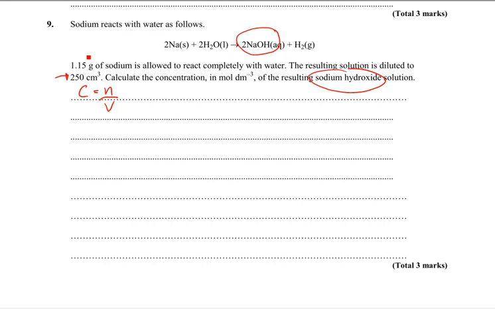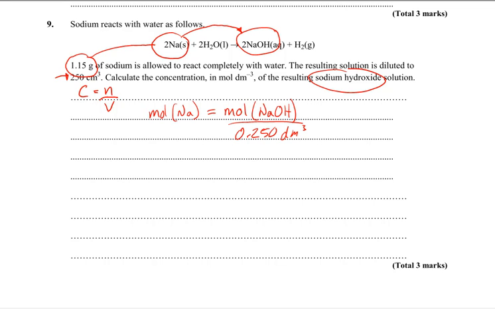I have 1.5 grams of sodium. I want to figure out how many moles of sodium hydroxide I'm going to make. You'll notice it's a 1-to-1 ratio or a 2-to-2 ratio, same thing. So once you find moles of sodium, that is going to be the same as the moles of sodium hydroxide. Okay, and so once you have moles of sodium hydroxide, you're just going to divide by 250. I guess to be fair, we should say 0.25 cubic decimeters, and that'll equal the concentration of sodium hydroxide.